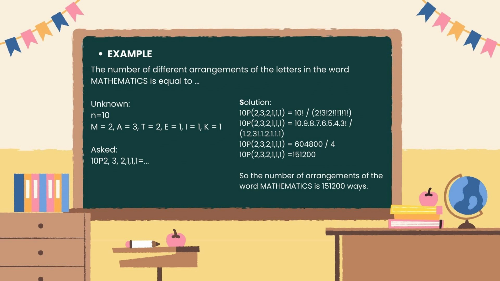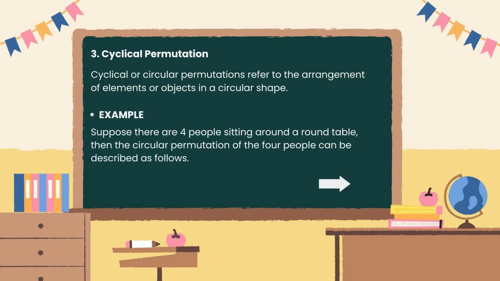10 times 9 times 8 times 7 times 6 times 5 times 4 times 3 factorial divided by 2 factorial times 2 factorial times 2 factorial times 1 times 1 times 1 equals 3,628,800 divided by 8, which equals 151,200. So the number of arrangements of the word mathematics is 151,200 ways.